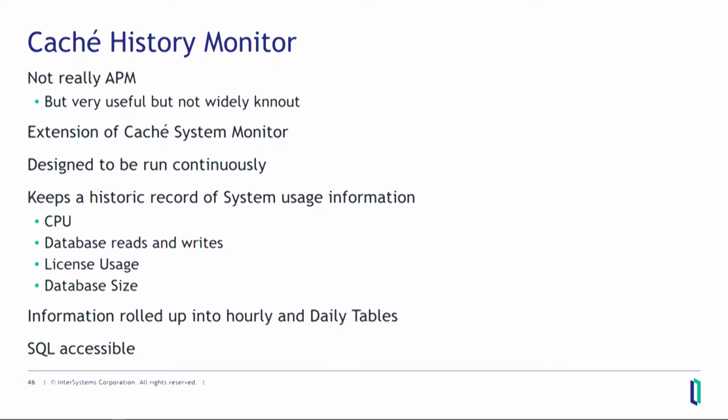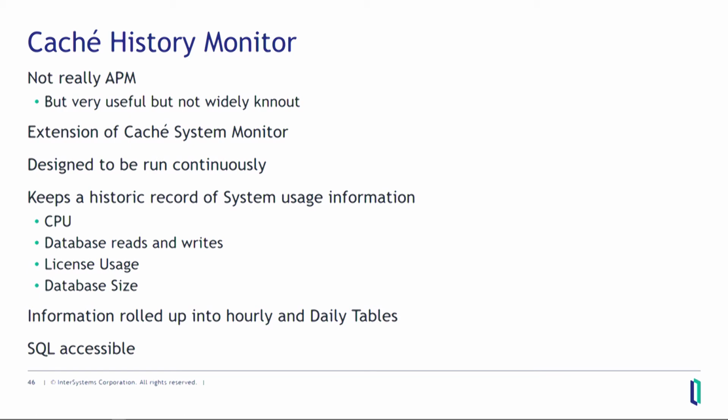The Caché History Monitor is not really application performance monitoring, but it captures system level stuff: CPU, global references, system-wide. As I said, system performance monitoring is very complementary to application performance monitoring, and this is a very easy way, that not many people know about, of turning on and collecting CPU usage, global buffers, and total database I/O in a nice, friendly SQL way.